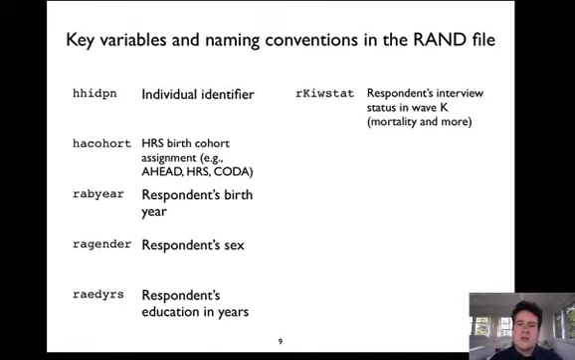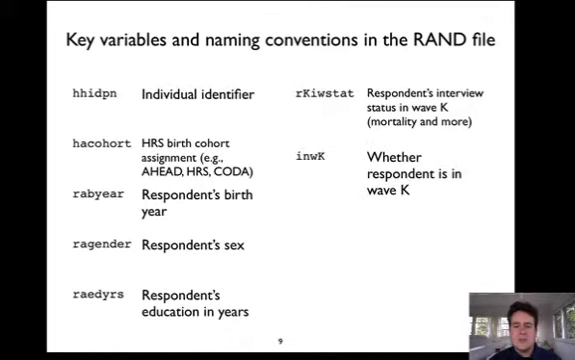The RKIWSTAT variable for respondents, with now the uppercase K in the second character position here, measures the interview status in wave K. This varies, of course, across waves. An individual could not exist yet in the, well, they exist obviously, but they're not in the survey yet in early waves, perhaps. They might also not be in all the waves because of some reason, maybe they're out of the country or something. They might also have died. And so that variable measures the mortality along with other things.